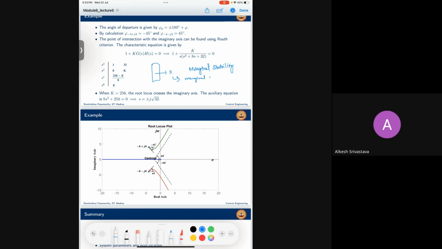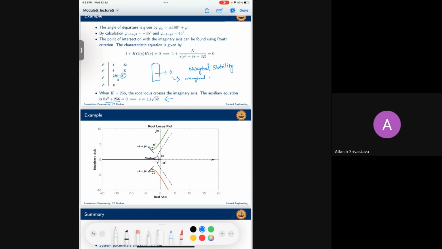So if you see here, if k equal to 256, it will become 0. That is the criterion for this. Then the auxiliary equation becomes 8s square, the previous row. If it goes to 0, we will consider all the rows going to 0 according to this problem. So we will consider the auxiliary equation 8s square plus k equal to 0, and since we know the k value, we substitute it there and find the roots. At this root, it will cross the imaginary axis.